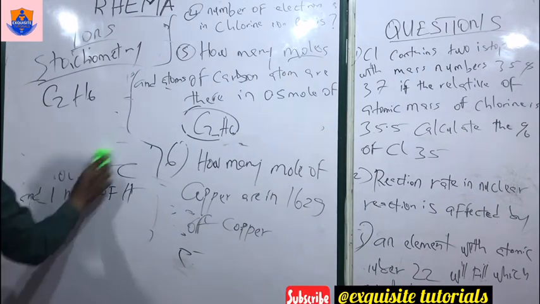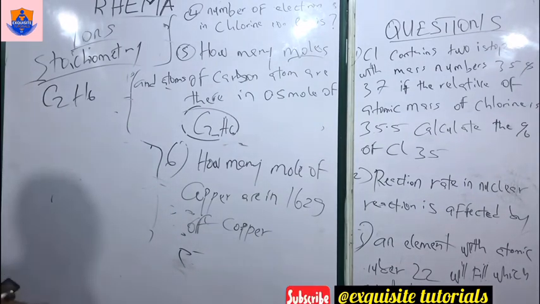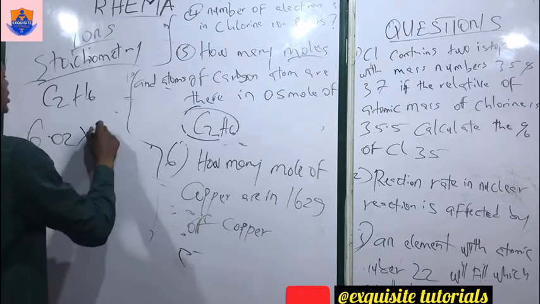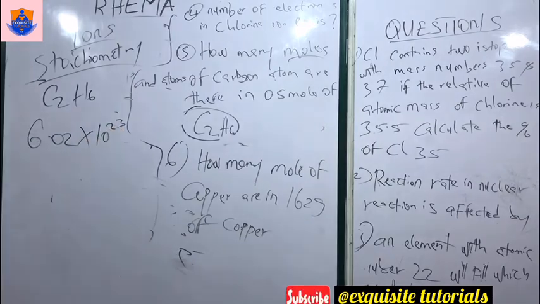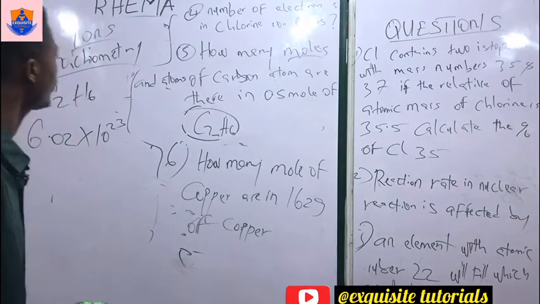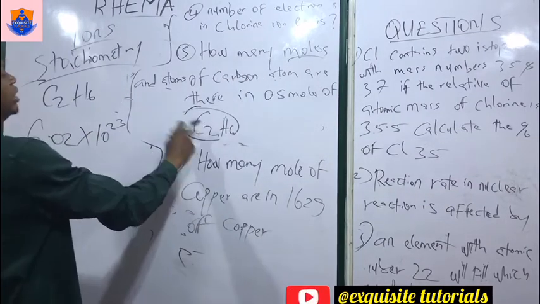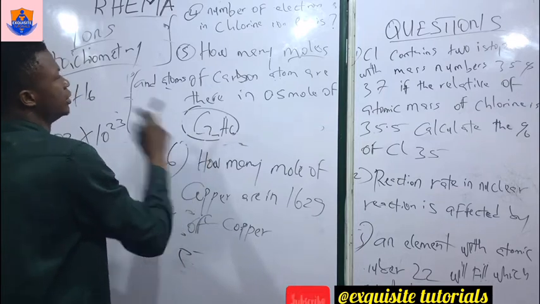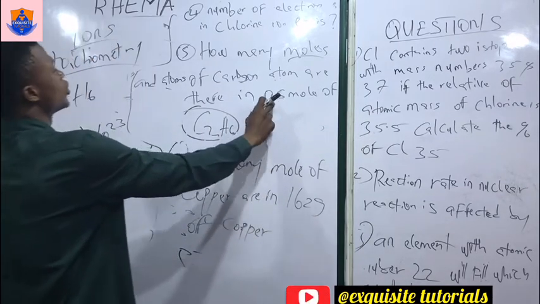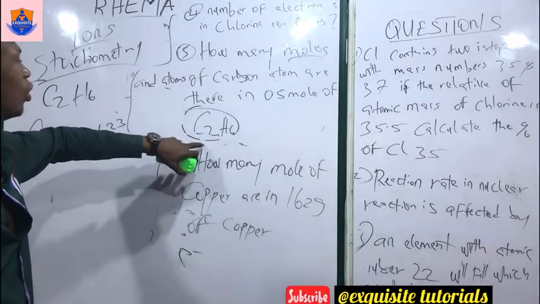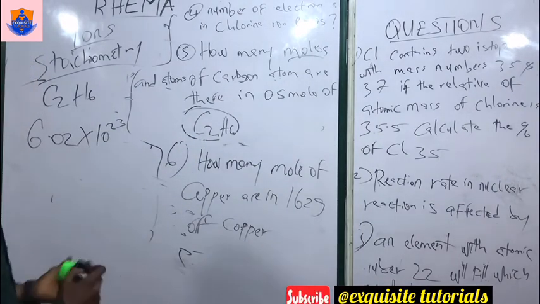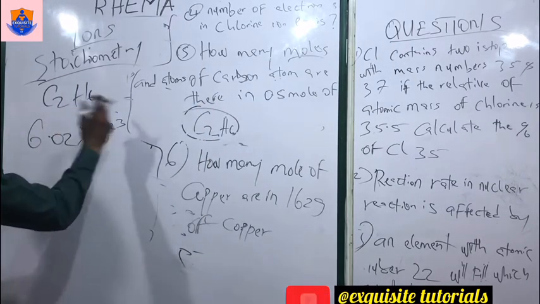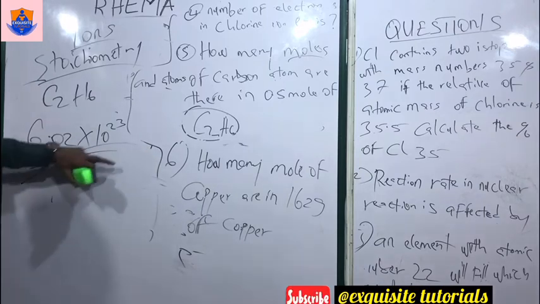So first of all, they said we should calculate for the number of moles. Now, 1 mole is equal to 6.02 times 10 raised to power 23. Okay, now 1 mole of this compound contains 2 atoms of carbon, which means 0.5 mole of this compound will contain 1 atom of carbon. And mind you, 1 mole of a substance is equal to 1 times 6.02 times 10 raised to power 23, which is 6.02 times 10 raised to power 23.